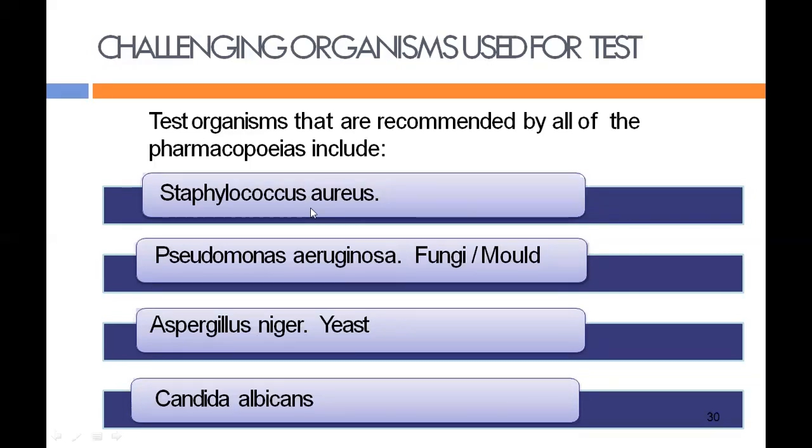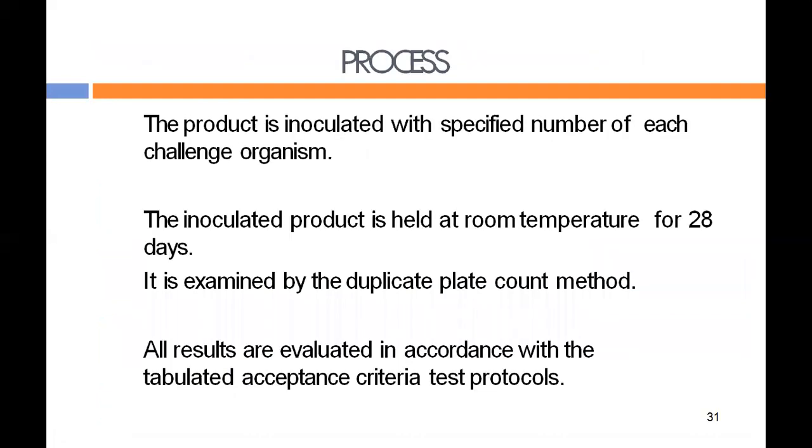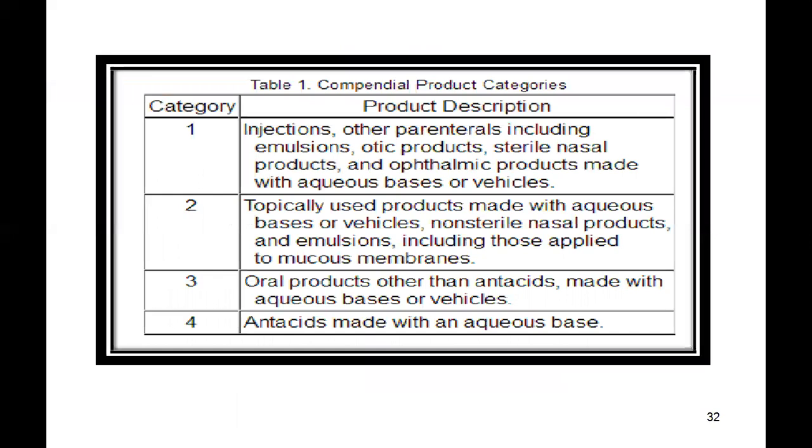So you have to challenge the formulation with species of bacteria, fungi, and yeast, because these are the most commonly contaminating species. The product is inoculated with a specified number of each challenging organism. Then the inoculated product is held at room temperature for 28 days, and it is examined by the duplicate plate count method. So the test is run in duplicate. All results are evaluated in accordance with the tabulated acceptance criteria of the test protocol. So they have a standardized protocol for the observation of results.